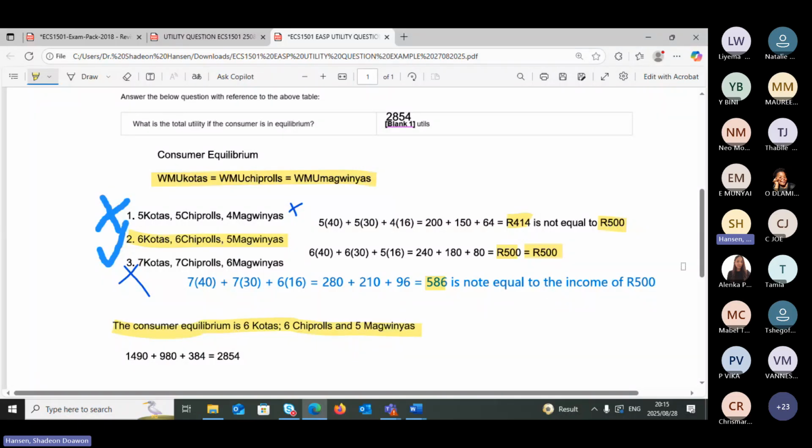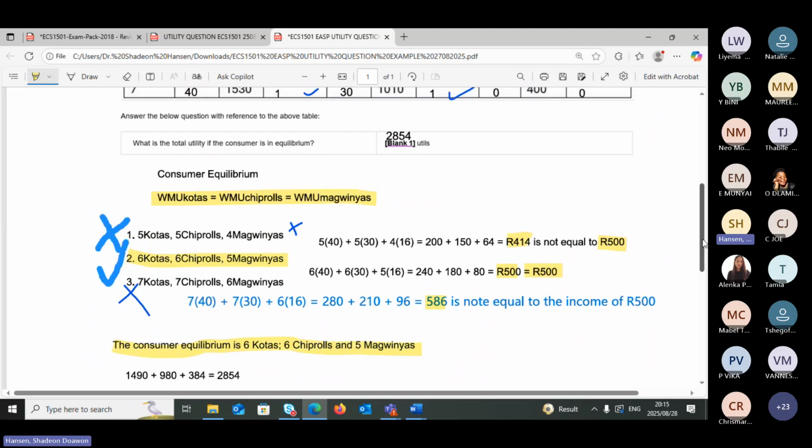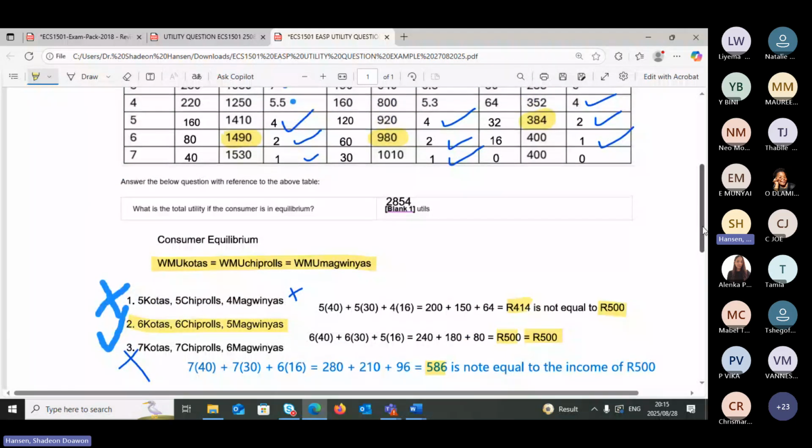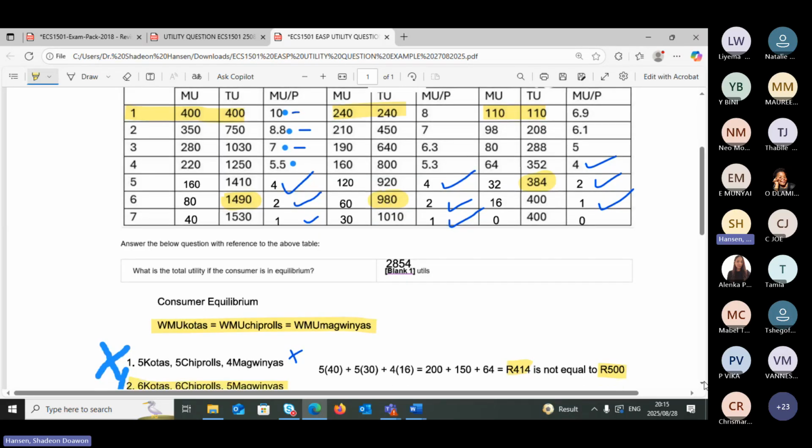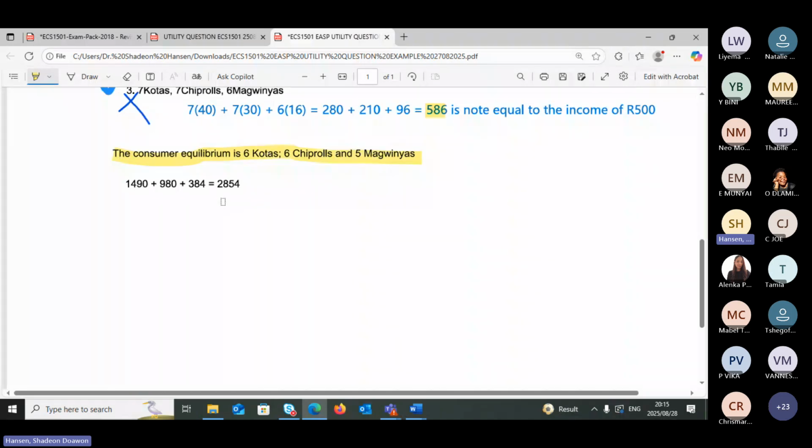So we can now answer our question of the total utility when the consumer is in equilibrium. We just took the total utility at 6 quarters plus the total utility at 6 chiprels plus the total utility at 5 magwinas, and we add them all together, and we got 2,854 utils over there. Are we together, students?